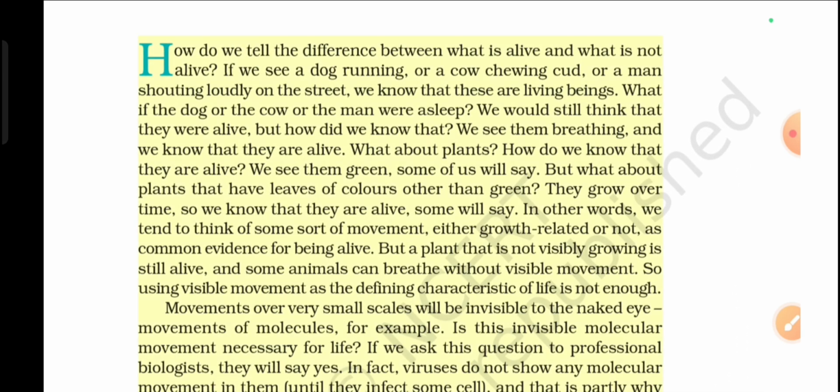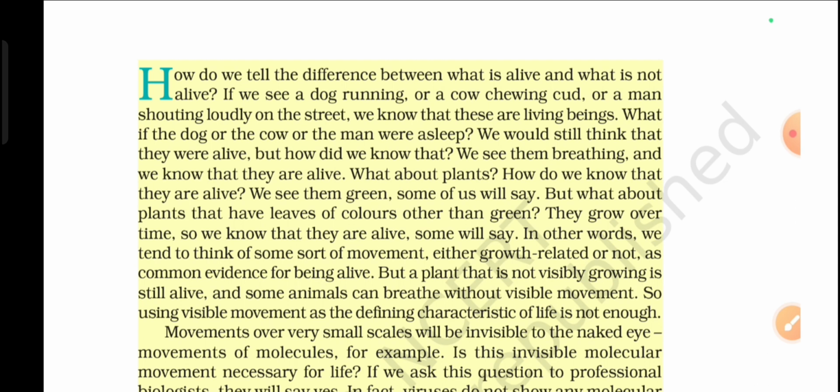We see them breathing, and we know that they are alive. What about plants? How do we know that they are alive? We see them green, some of us will say. But what about plants that have leaves of colors other than green? They grow over time, so we know that they are alive, some will say.